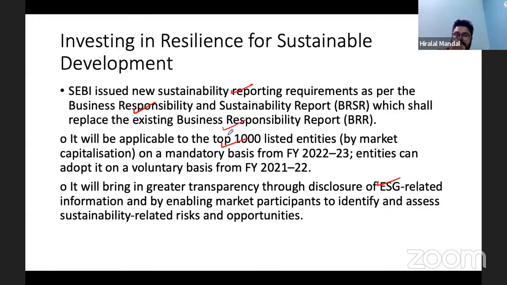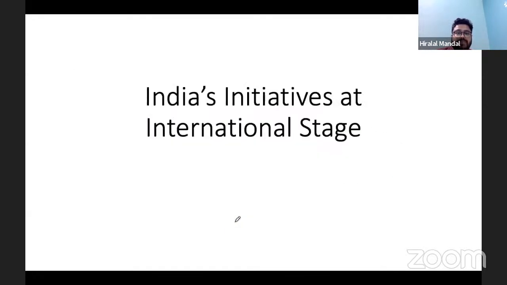So now what do we see? The nomenclature has also changed, and under this it wants the companies to publish it on a mandatory basis from the year 2022-23. Initially for the year 21-22 they can adopt it on a voluntary basis, but from the next year, 2022-23, it will be done on a compulsory basis by the companies. In fact, it will ensure greater transparency through ESG norms, that is, environment, sustainability, and governance related norms.